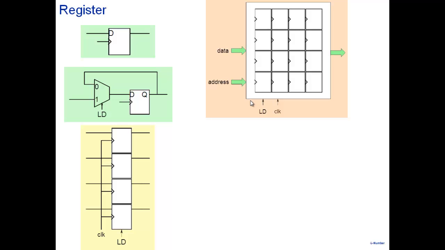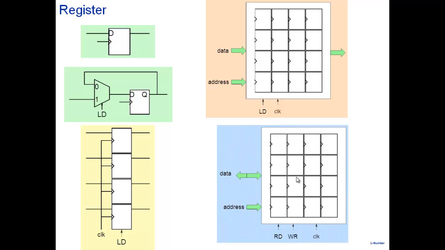If I expand this particular view, eventually we arrive at a memory, where, for example, the input and the output are all shared on one particular set of lines, which we call the data bus. And then we have an address, we have read, write, and clock. So if you want to write data into the memory, you apply a particular address and you enable the write line here. Depending on the address, one particular set of, let's say, registers is selected, and the data is written into it.